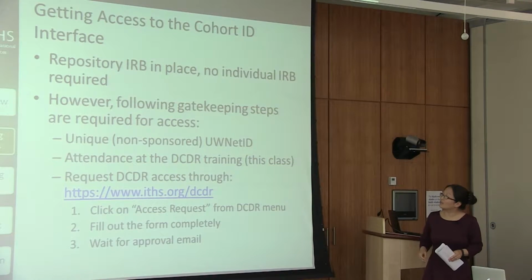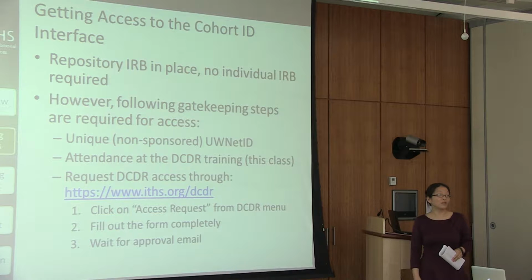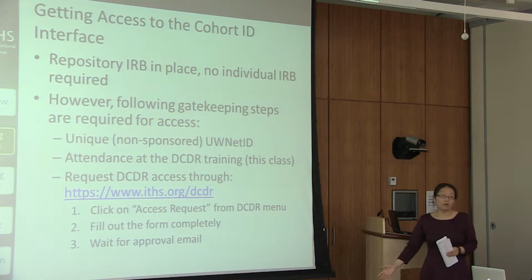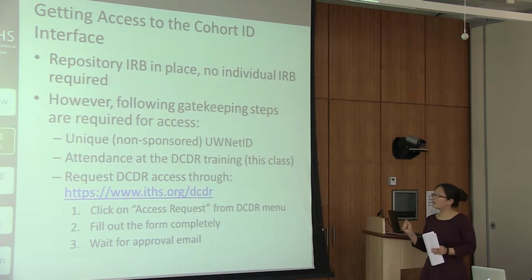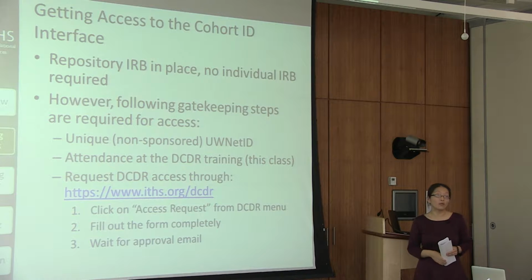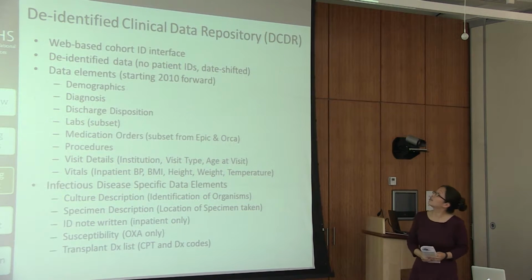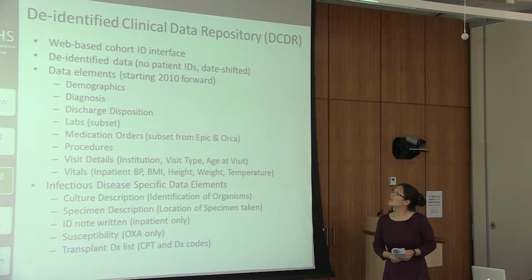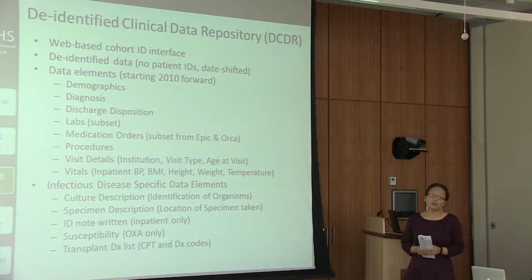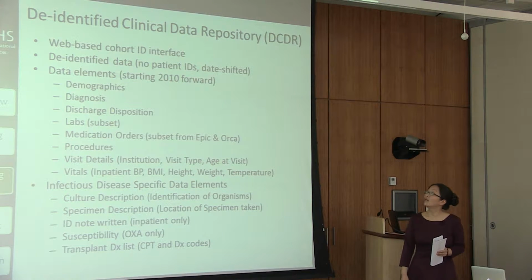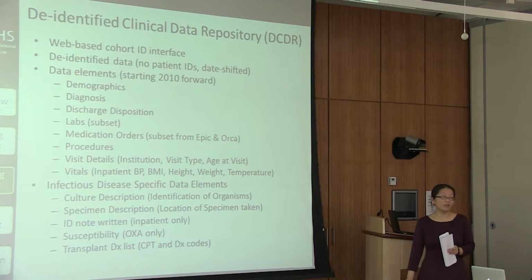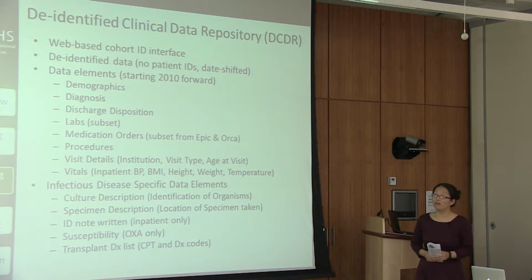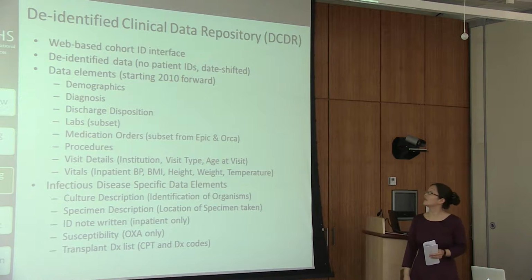Getting access to Cohort ID Interface, we've all gone through this, but if anyone else, your colleagues ask you about this process, you just need to go and sign that you will not use it for bad purposes, and you'll be filling out the form, and you need a UW-Net ID. De-Identified Clinical Data Repository, I will be calling it DCDR, it's a mouthful. So it has a web-based end, which you can interact with. It is de-identified, which means there's no patient identifiers, and each patient has date-shifted dates of everything, including all the labs and encounter dates and all that.